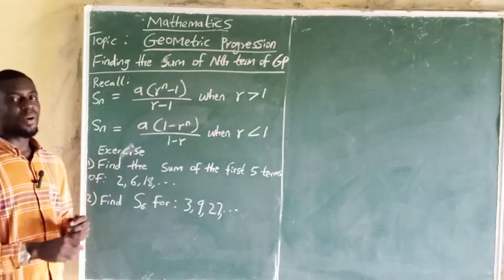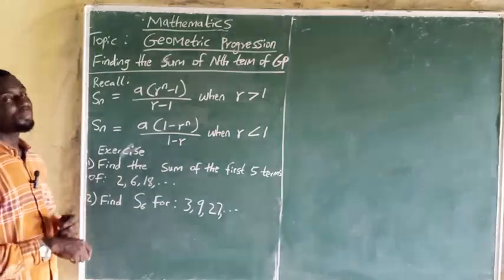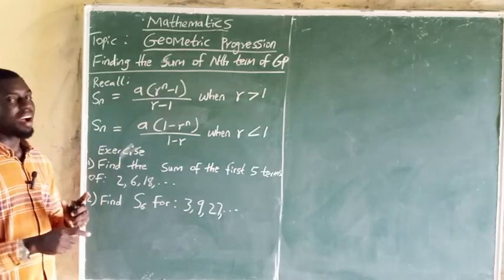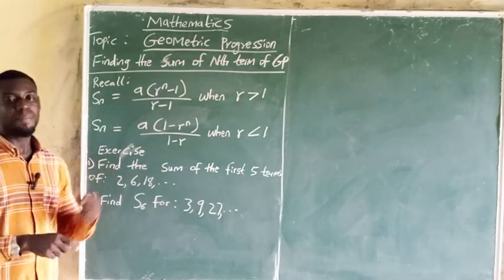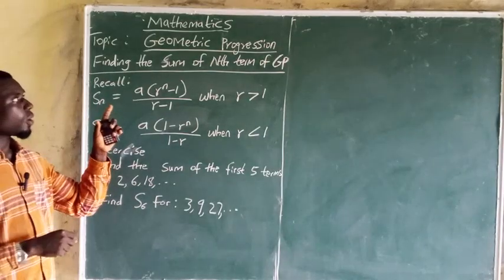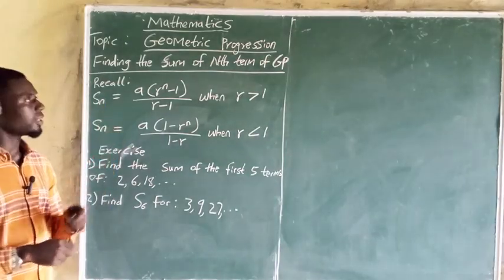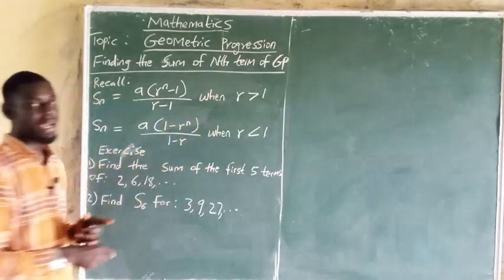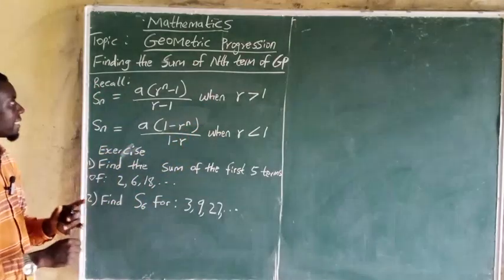All right, we are still on the series Geometric Progression. Now, if you go to my previous videos, I've made a lot of videos concerning geometric progression. But the phase we are in now is finding the sum of the nth term of a GP. Remember, GP simply means geometric what? Progression. So let's get started.